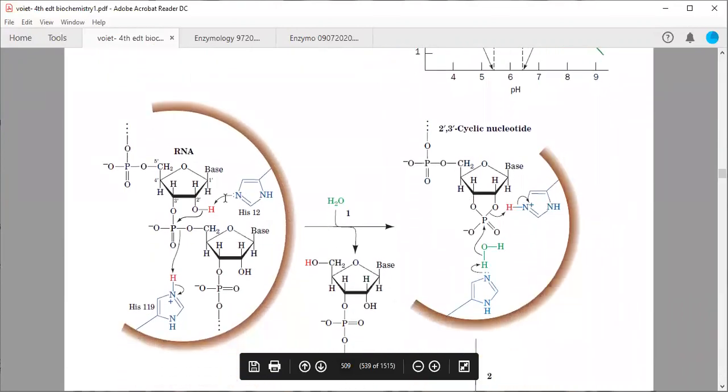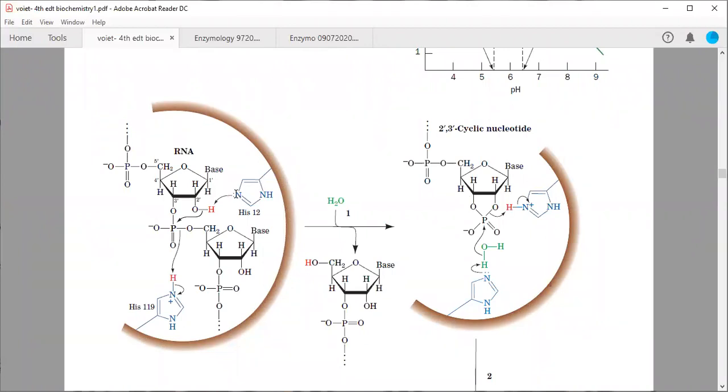This is the 12th histidine, which has an imidazole ring. Therefore, it has a negative charge here. It will take the proton from this particular molecule, so this will become OH negative.